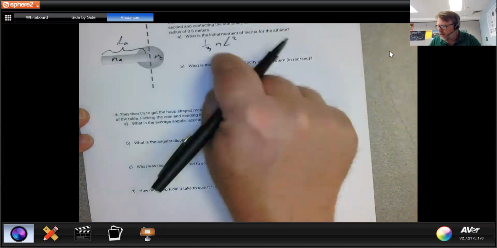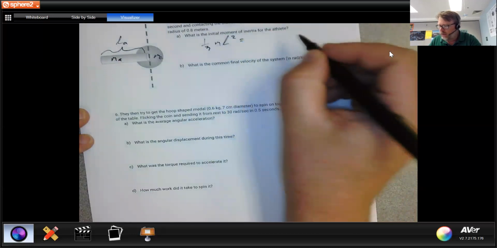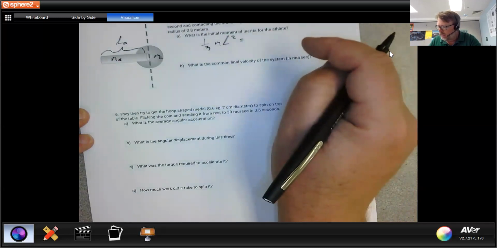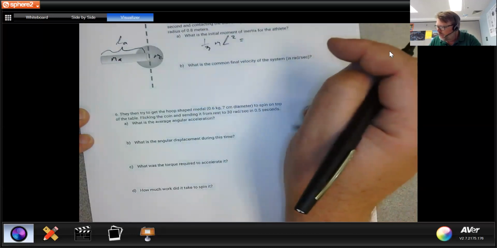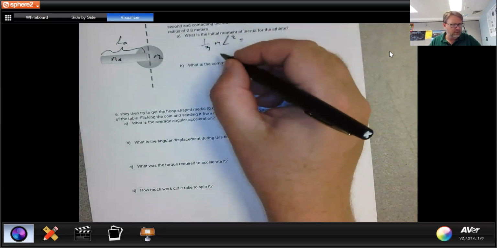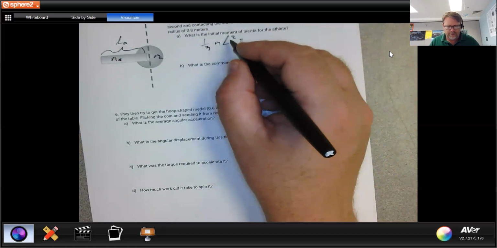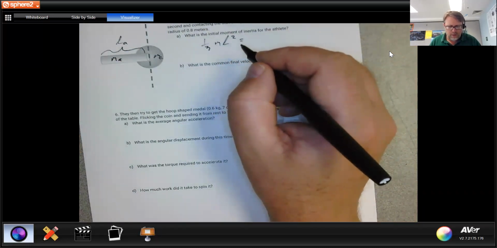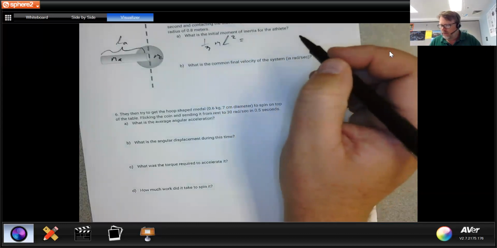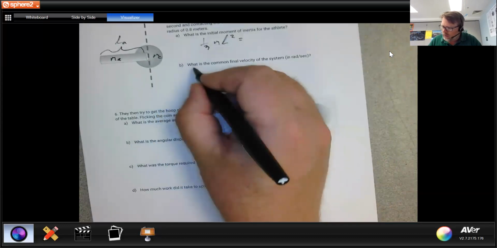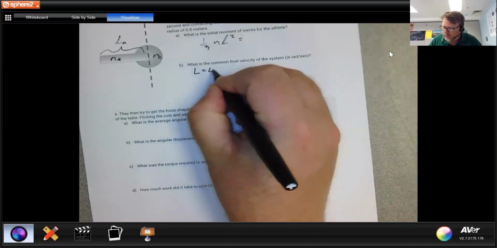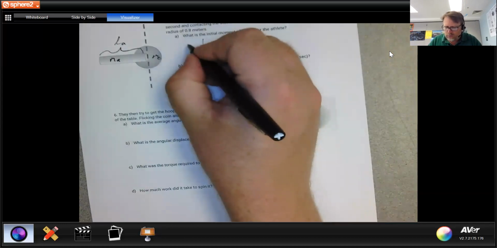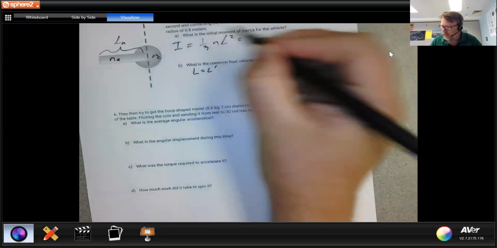And the mass of the athlete. So you're going to get your value based on your athlete there. And that gives us, we're just asking for the moment of inertia. And then what is the common final velocity of the system? Here we're going to have to use L equals L prime. So this was giving us I.